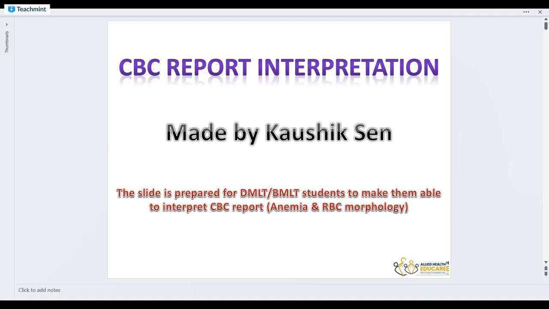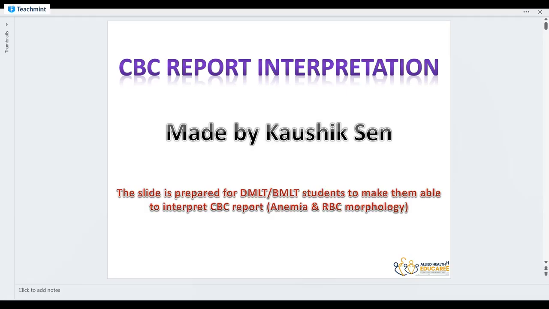So we are presenting several types of important and specific topics by which you can get a good idea about what you are doing in your everyday lab.